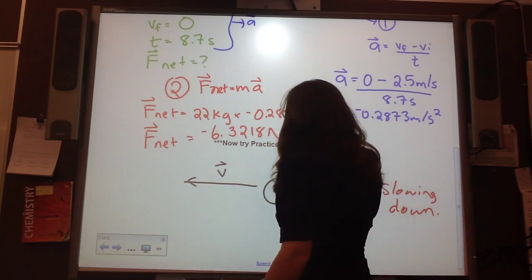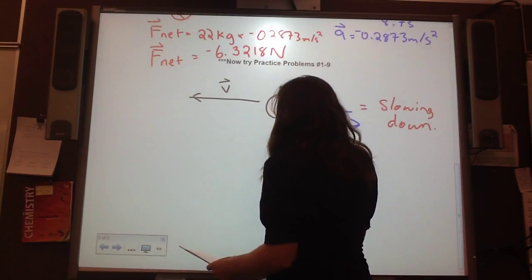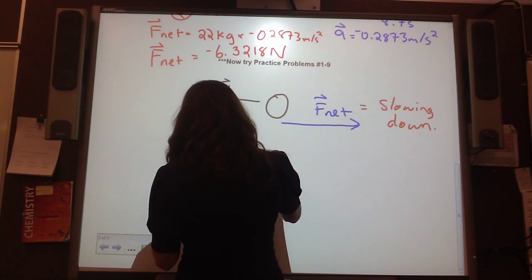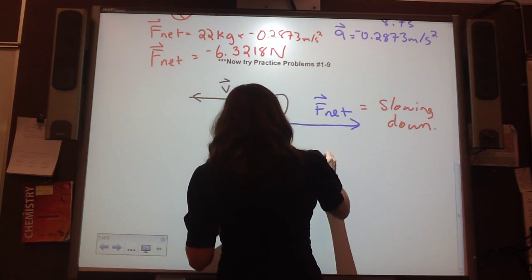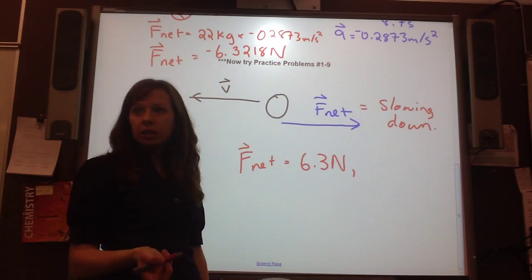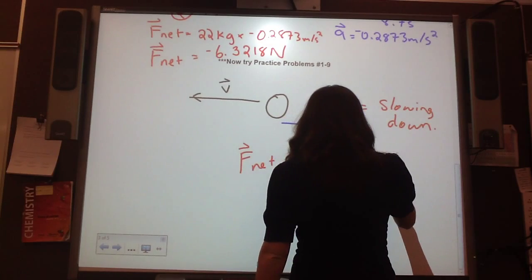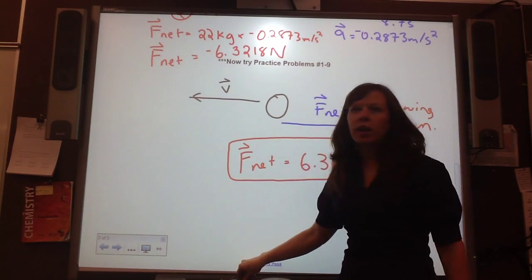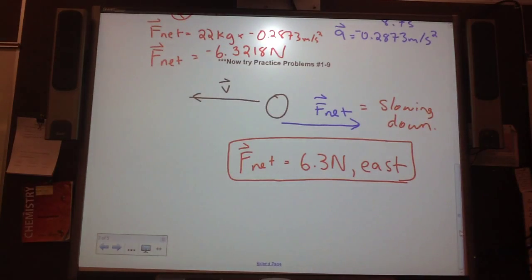So our final answer then, we need to include our direction. Our F net, we need 2 sig figs, is 6.3 newtons, and what's its direction? East, the opposite of what it was before. Or the opposite direction as initial velocity.